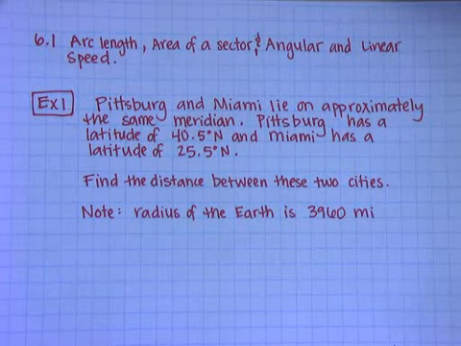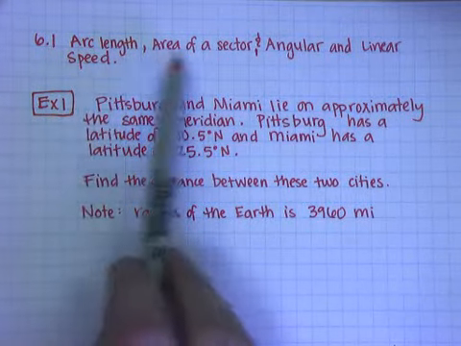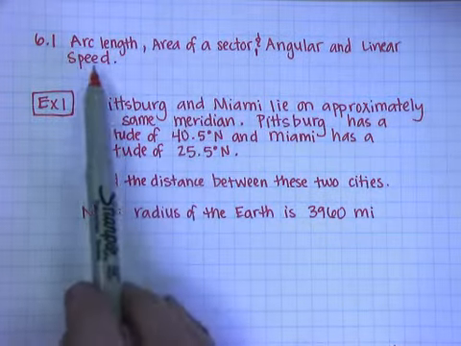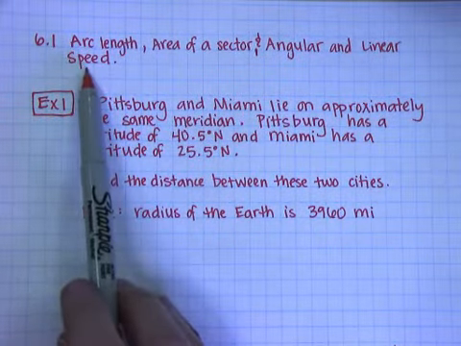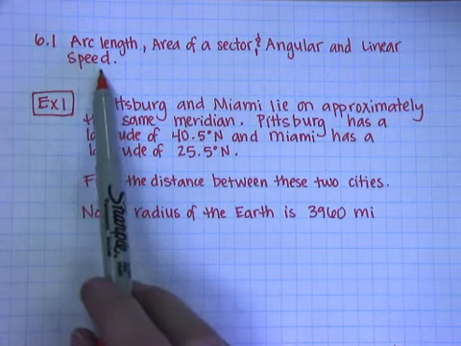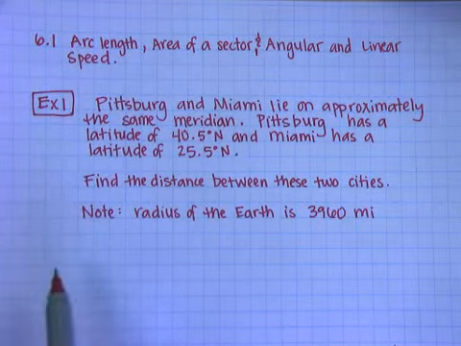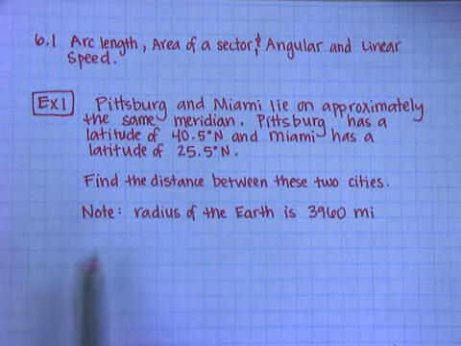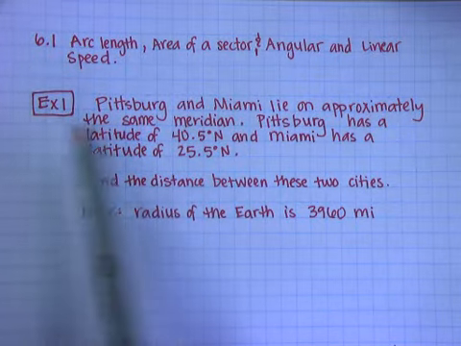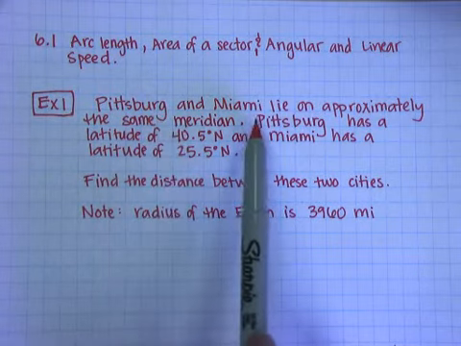Hey guys, today in class we talked about arc length, area of a sector, and angular and linear speed. I know that sounds like a lot of things to talk about, but they're all very closely related, so it's not actually that many new concepts. To start with, I always like to think of these problems in terms of real life problems because they're sort of boring. And so for our first example, we're thinking about Pittsburgh and Miami.